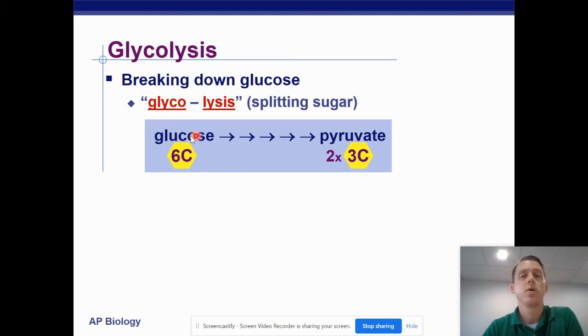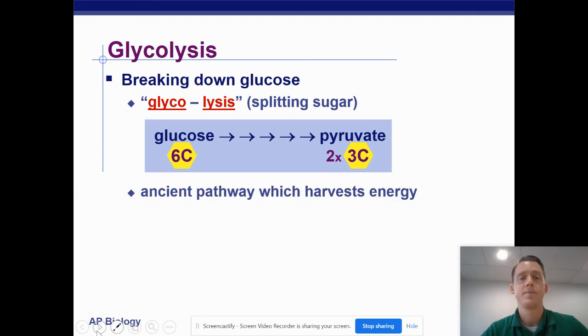So glucose has 6 carbons, and what we're going to do is we're going to break this molecule in half to make 2 pyruvates. Each pyruvate has 3 carbons. So notice we don't defy the law of conservation of mass. We're just breaking glucose in half, and that is essentially what's happening. So keep that in mind. This is what's going on. We start with 1 6-carbon glucose, and we end with 2 3-carbon pyruvates.